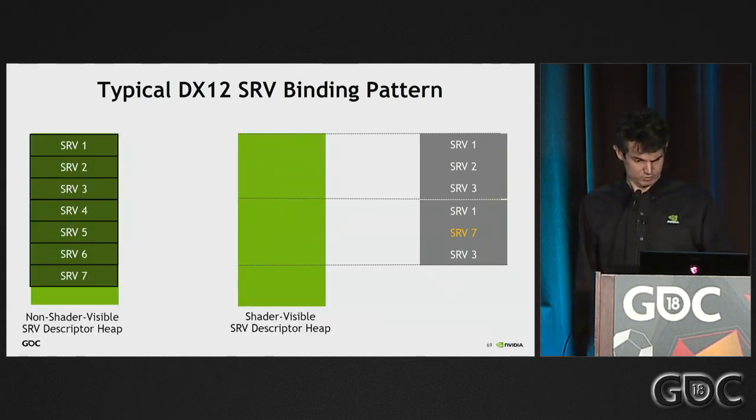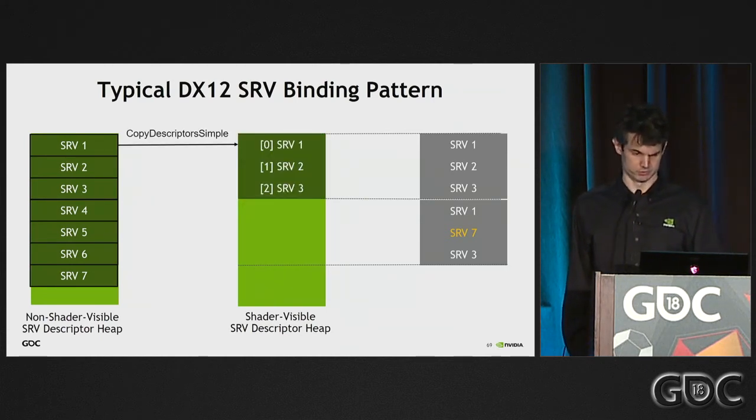So in DX12, you have to use this shader visible descriptor heap to set up how the bindings are done. And typically, you also use a non-shader visible heap on the CPU side, just so that you can store all of your SRVs for all possible textures.